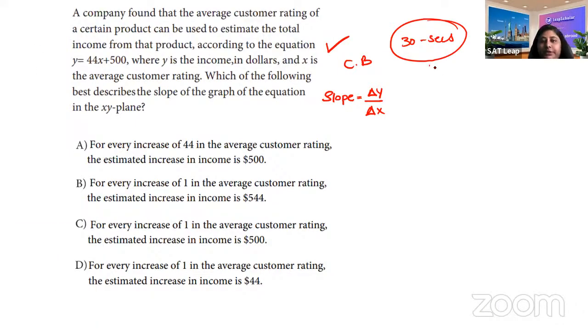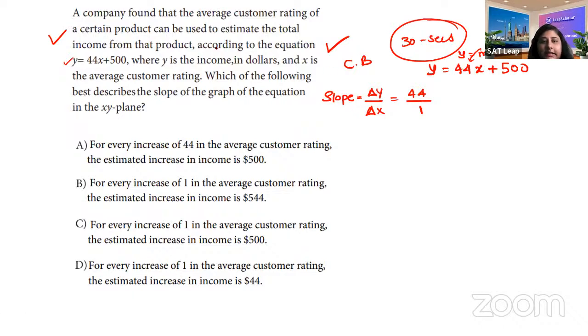Okay, so if you observe, the given equation in the question is y = 44x + 500. So it is in the form of y = mx + c. In the place of m, that is the slope, you have 44, which means 44 by 1. Change in y is 44 with respect to change in x being 1. That is what it says. But whenever you get a wordy question like this, it's very important to understand what y is, what x is, and what the context of the question is.